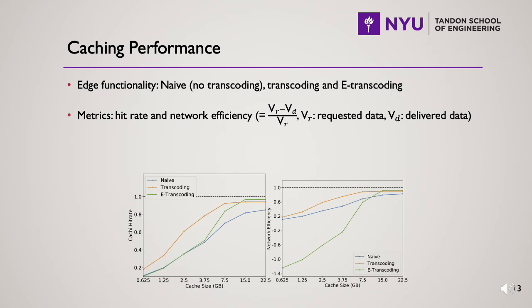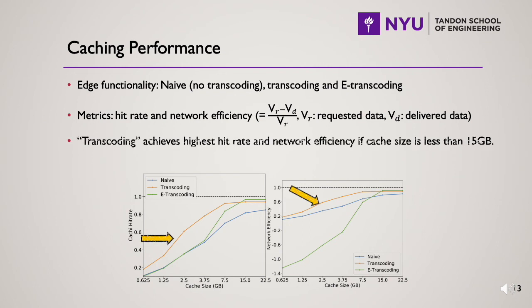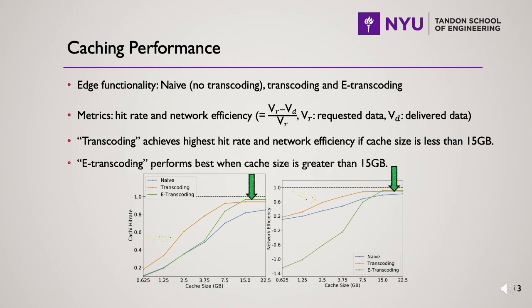To study the trade-off, we do experiments for different strategies, including naive, transcoding, and enhanced transcoding, where naive means transcoding is not available. We use hit rate and network efficiency, which represents the ratio of the data that can be saved, to evaluate the performance. The results show that transcoding achieves the highest performance when cache size is less than 15 GB. When cache size becomes larger, enhanced transcoding outperforms.